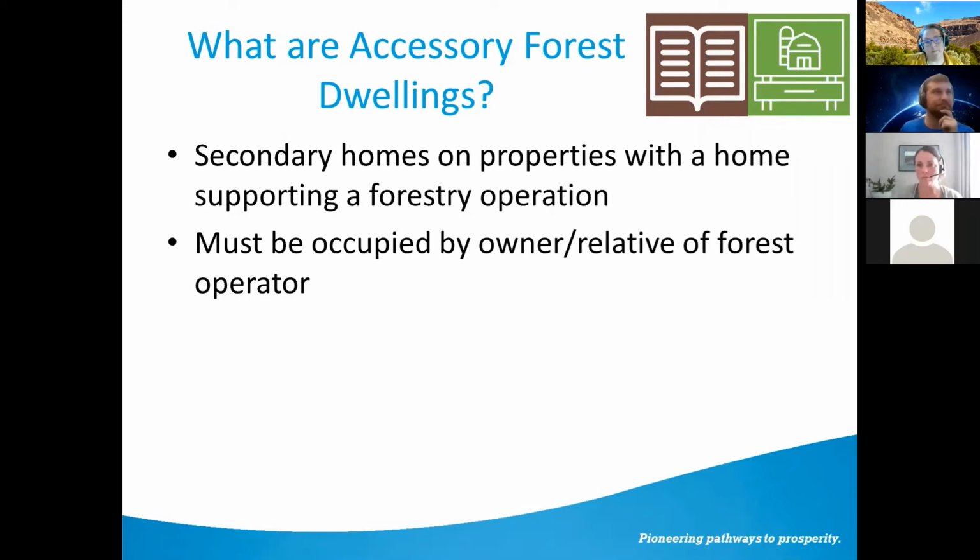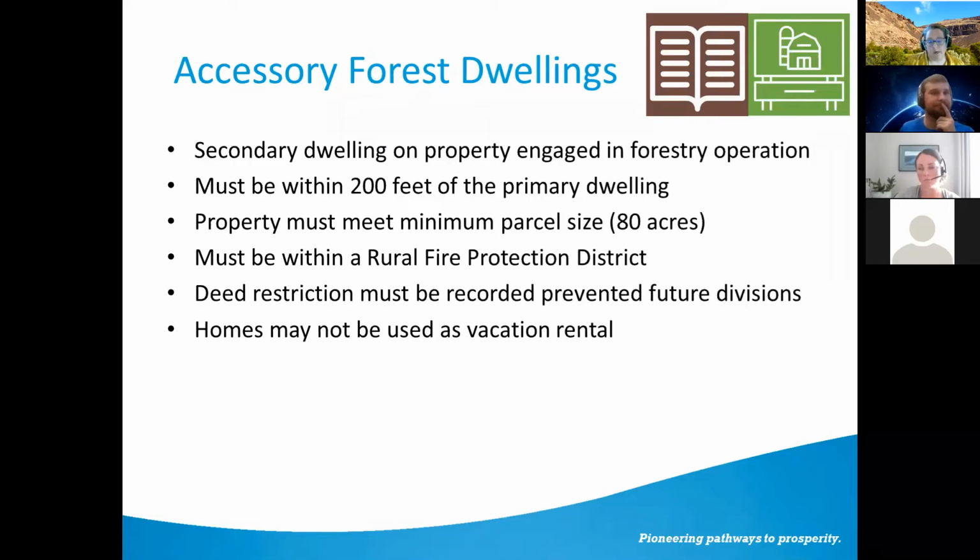And one of the other critical differences, I think, about this is that the primary dwelling, so the first dwelling on the property, and this secondary dwelling, both the residents need to be either the owner or a relative of the owner of that forest operation. There are also some other eligibility requirements that I think are really necessary to talk about because there are a lot of constraints given what our F2 zone looks like. So I mentioned already the property has to be engaged in a forestry operation. It has to be commercially logging, essentially. The secondary dwelling is required to locate within 200 feet of the primary dwelling.